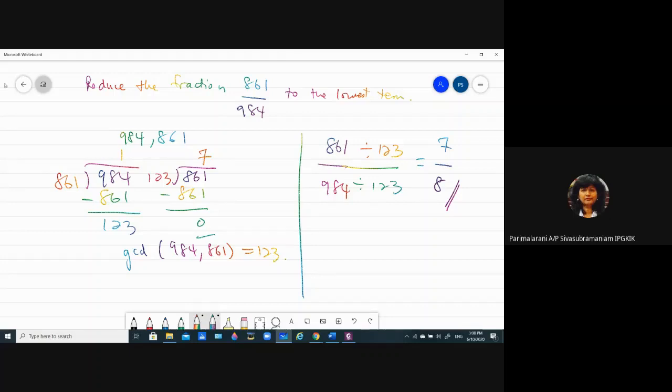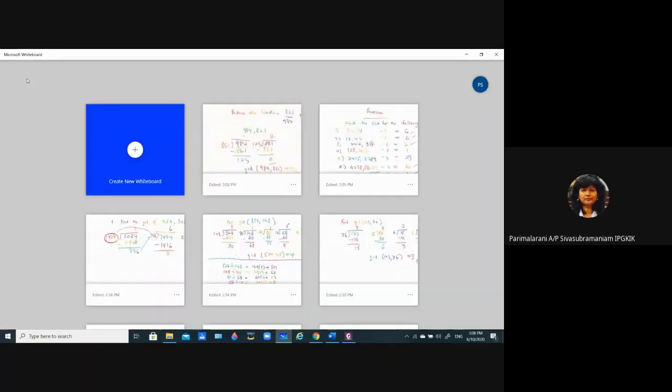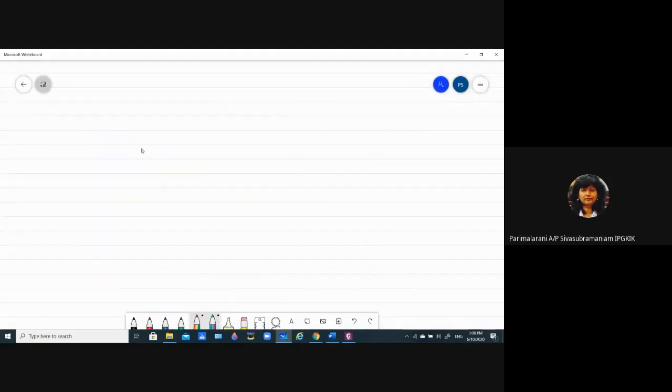Let's try one example. Okay, reduce this to its simplest form using the Euclidean algorithm. Try this, okay?